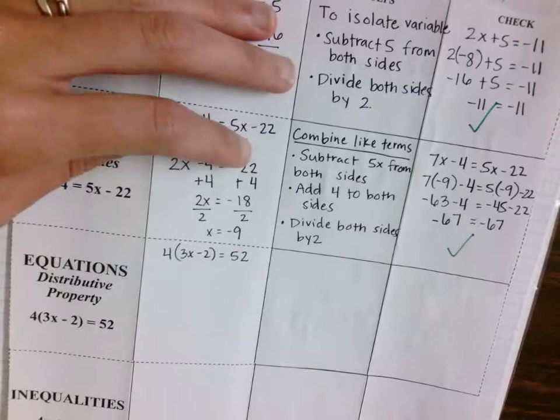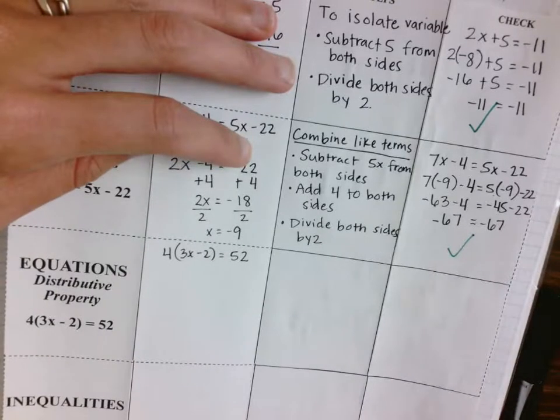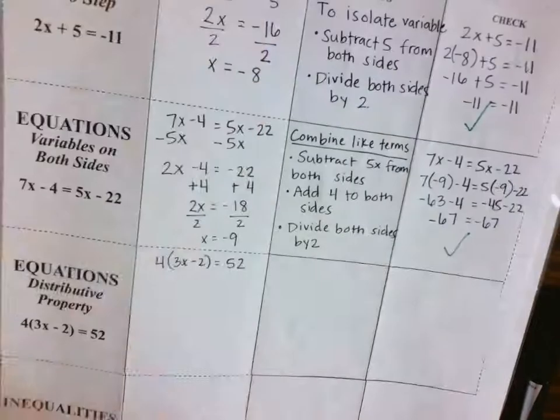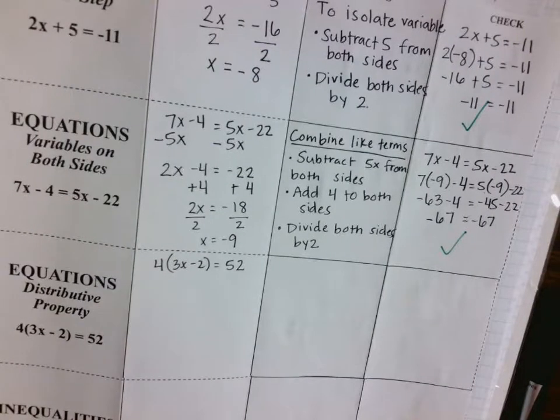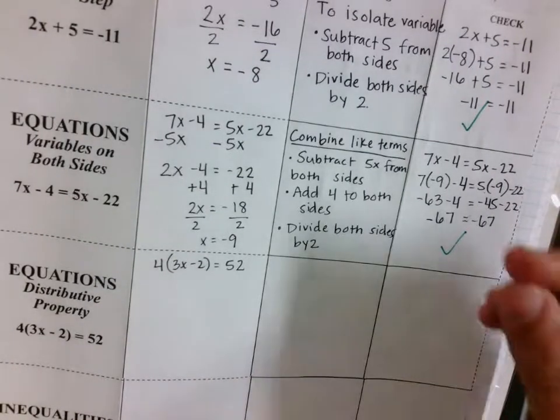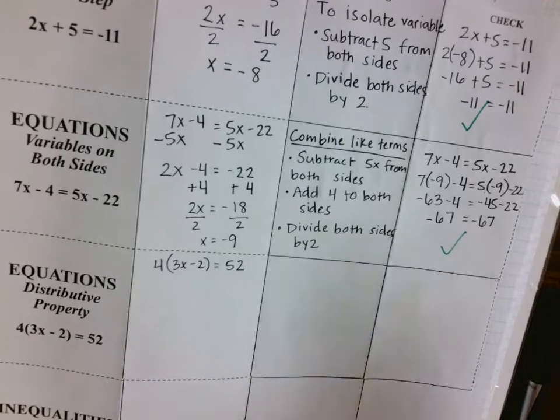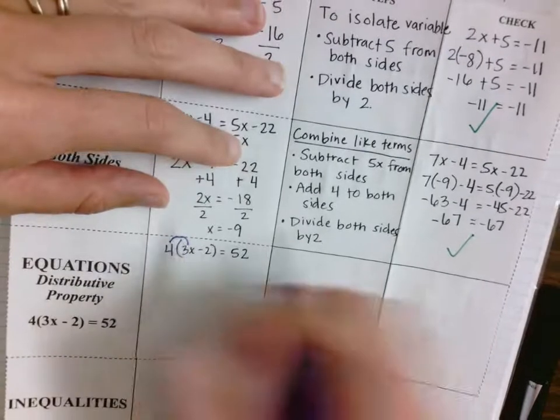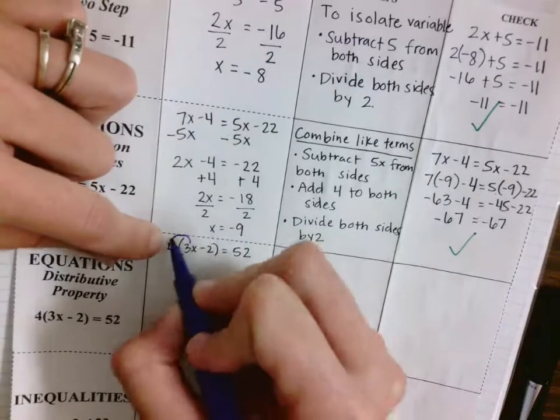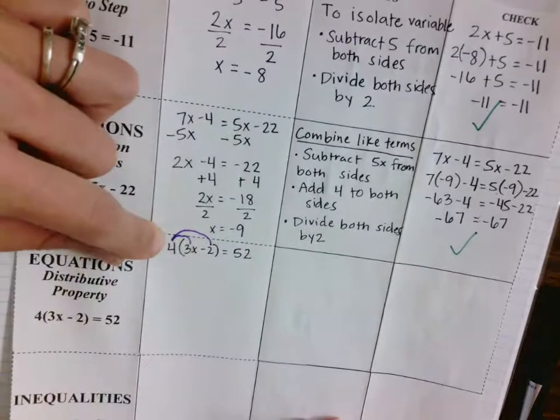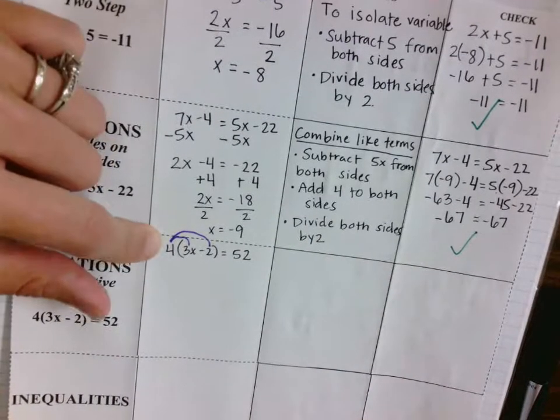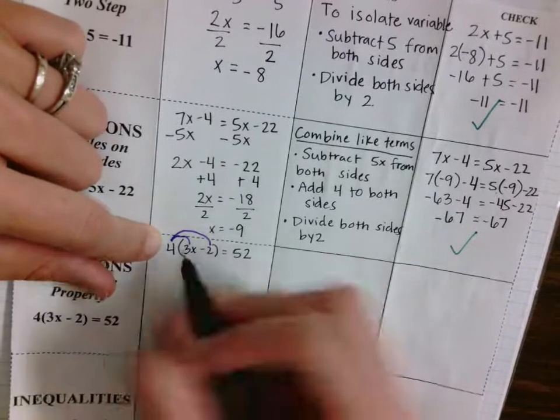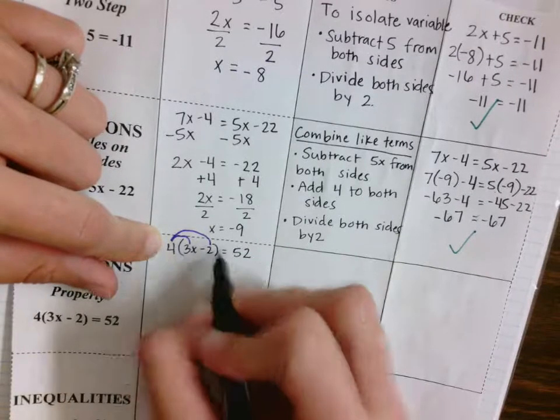Okay. Whenever you are using the distributive property, you just have to remember to distribute. Now, when you think of the word distribute, if I say I'm going to distribute all the papers to everybody, everyone's going to get one. So it's kind of the same way. This 4 is going to be distributed to the 3x, and it's going to be distributed to this 2. Now, when you distribute it, you're going to multiply it.